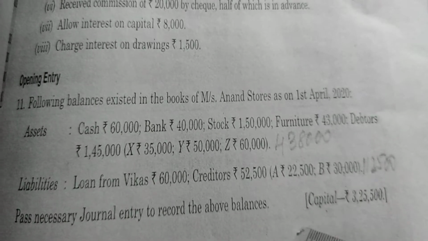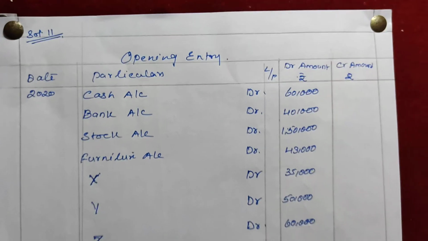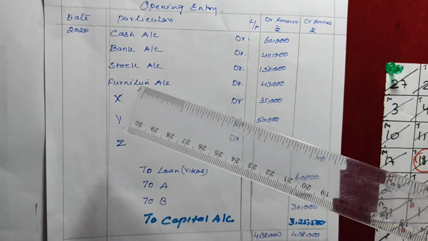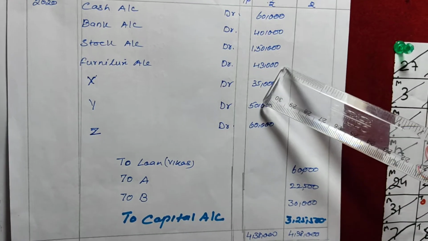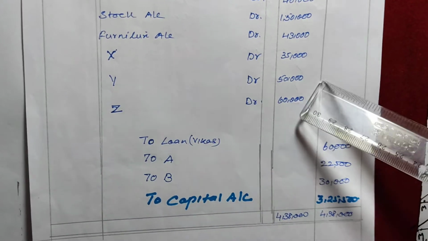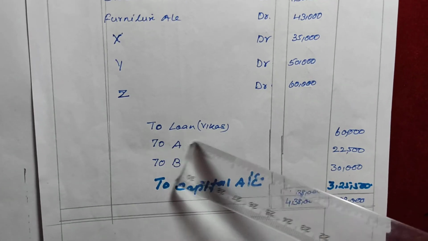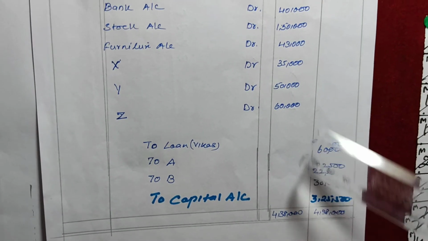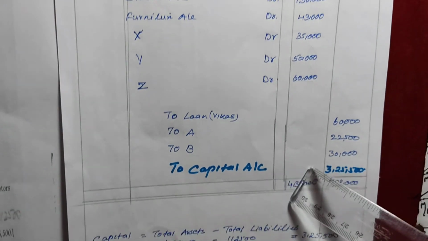Okay, now let's see how to do the journal entry here. First, our entry will be cash account debit 60,000, bank account debit 40,000, stock debit 1,50,000, furniture 43,000, then X 35,000, Y 50,000, Z 60,000. Then we'll write loan, A, B. That amount will be written in the credit column. After posting all the assets and liabilities, we will do the total.